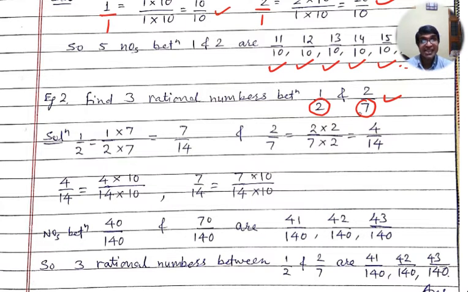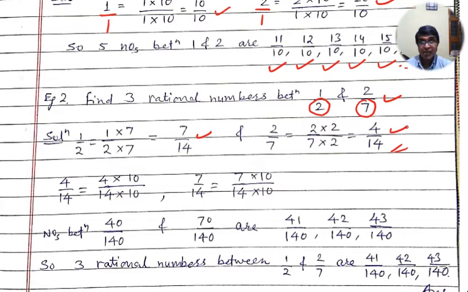So first we take the LCM of these. The LCM of 2 and 7 will be 14, since 2 times 7 is 14. So make the denominator the same for both numbers. For 1 by 2, if you multiply by 7 in the numerator and denominator, that becomes 7 by 14. Similarly for 2 by 7, just multiply by 2 in the numerator and denominator, so the denominator becomes 14.